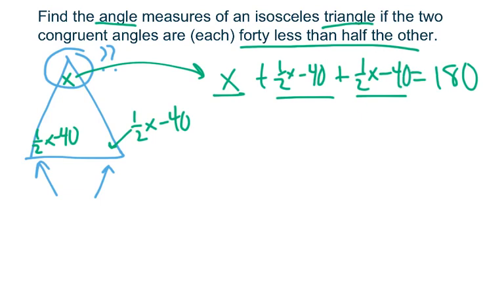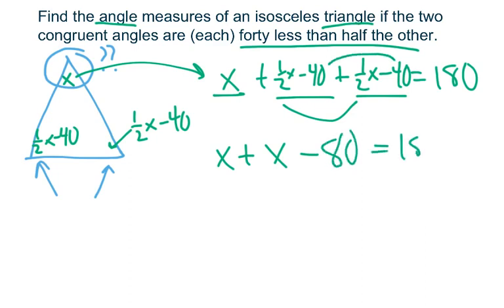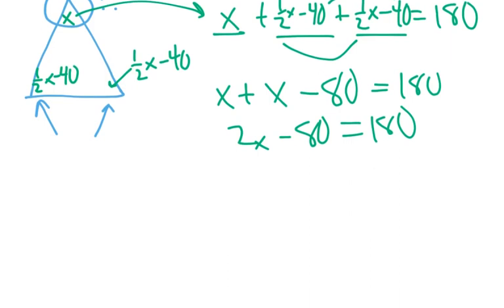Now I have to combine my like terms. Fortunately, these two 1/2s will play well together, and so that's going to give me X plus X minus, and I'll combine my two 40s, which will give me negative 80 equals 180. So I have 2X minus 80 is equal to 180. Now I need to add 80 to both sides. So 2X will equal 260. And finally, divide both sides by 2. X equals 130.